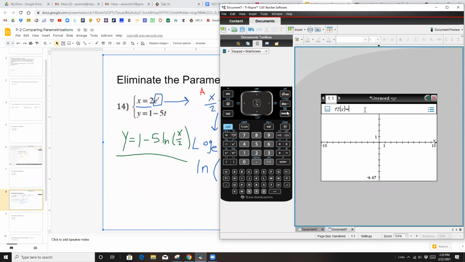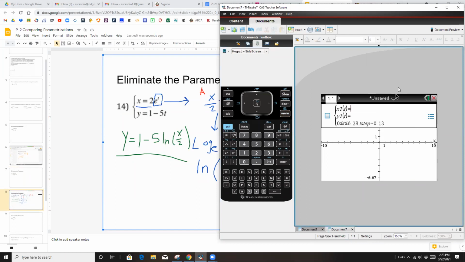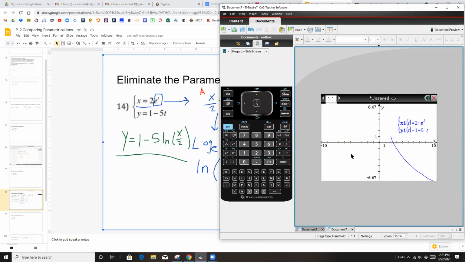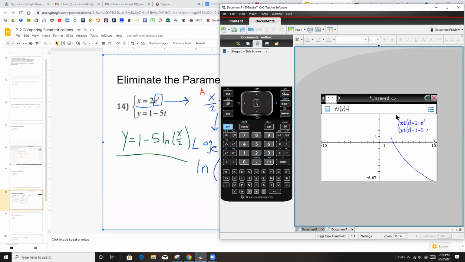We go graph, we're going to go menu, graph entry edit, parametric. All right, so we'll do 2 times e to the t power, y equals 1 minus 5 times t. All right, so that's what our parametric looks like. Now, when we graph the function, the one in green where we eliminated the parameter, it should overlap with that.